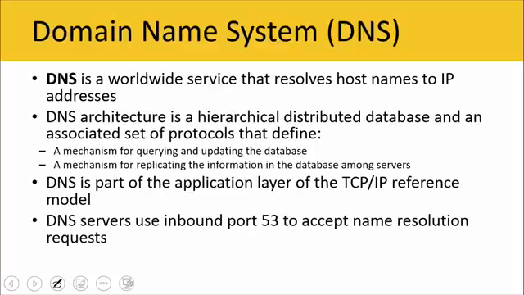It's a worldwide service. Domain Name System is just a worldwide service that resolves host names to IP addresses. So if we have www.bing.com, we can go ahead and resolve that to an IP address, and vice versa, right? It does translation. DNS architecture is just hierarchical and distributed, and it has an associated set of protocols that define a mechanism for querying and updating a database. It has a really extensive database that aligns names with IP addresses, and that's very similar to a telephone book that aligns telephone numbers with names.